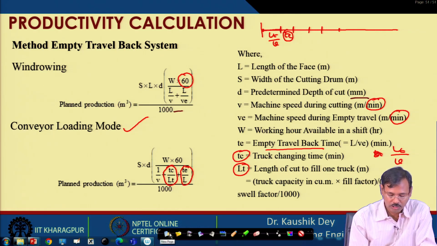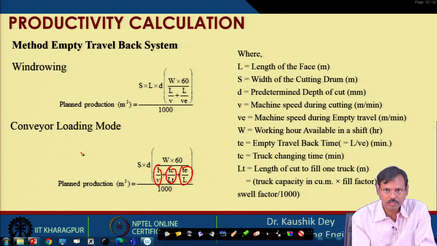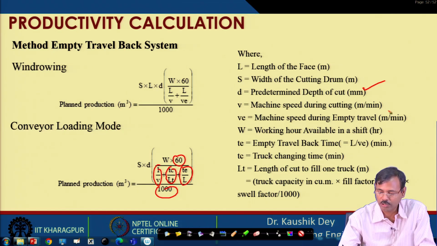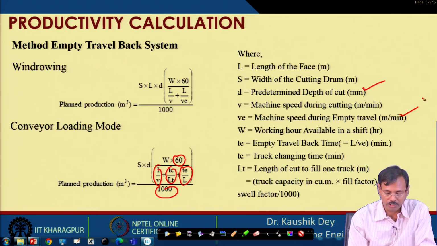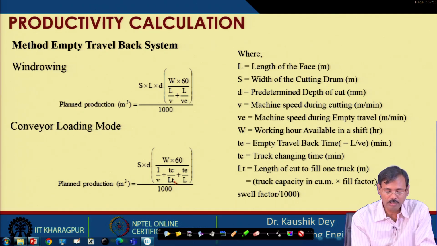So, we use this in this formula where S into D, and this is the consideration, and we are considering 1 by V, the velocity, the cutting time. These are the delay time, these are the cutting time, and this frequency is utilized here for this production calculation mode. And again this 60 and this 1000 is for millimeter and minute, and that is utilized here. So, in a nutshell, our formula became S into D, W into 60 divided by 1 by V and this one.